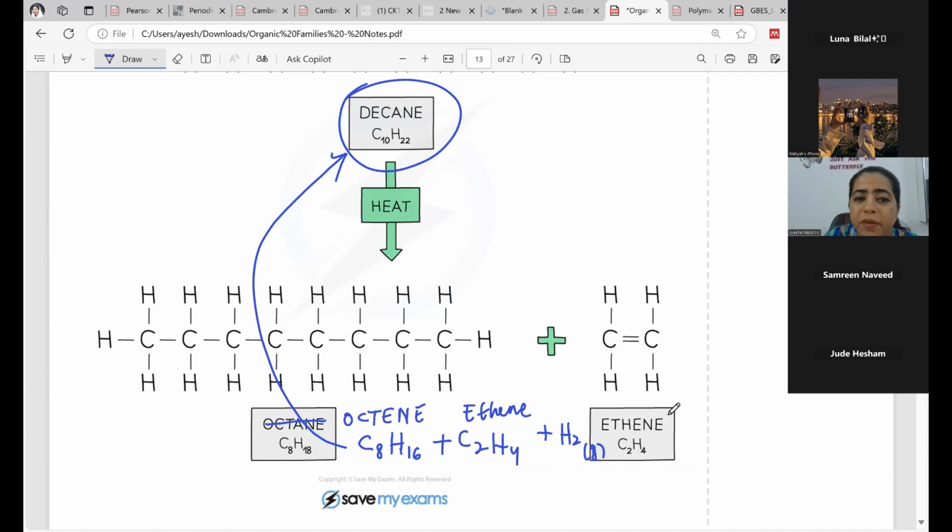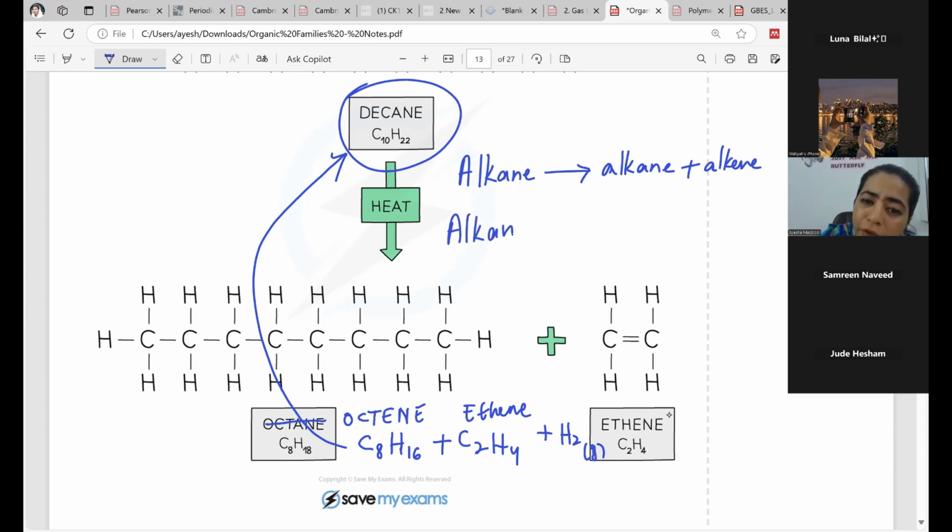So in other words, what you can say over here is that when you crack a bigger alkane, you may get a small alkane with an alkene, then there is no hydrogen. Or if you have a bigger alkane and you are breaking it into alkenes, then hydrogen will be produced.